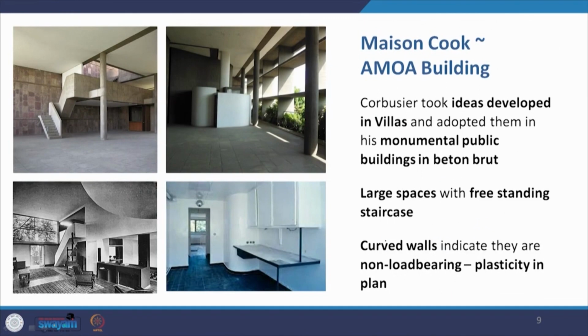Now Corbusier took the ideas developed in the villas and adopted them in his monumental public buildings in béton brut. We have already seen that in Chandigarh. So there are large spaces, for example, with a freestanding staircase. You find that in the Mill Owners, and you find that in Maison Cook or Villa Cook, and then you have the curved walls in Mill Owners, and you have it here also in Maison Citroën. So these curved walls are indicative of their non-load bearing nature and thus plasticity in the plan.